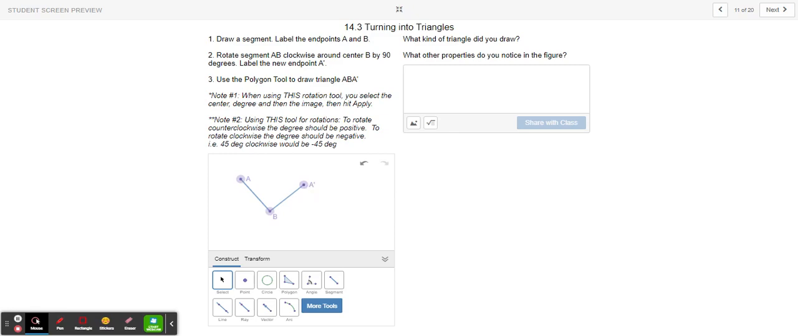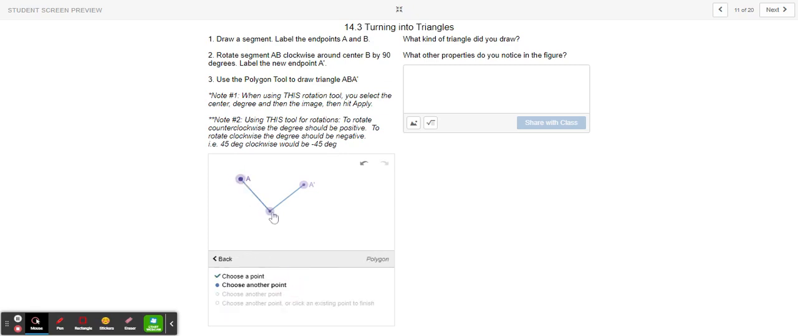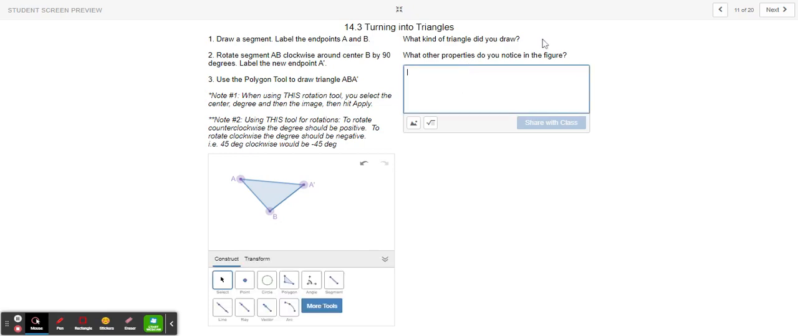Next, I'm going to use the polygon tool to draw the triangle. So here's my polygon tool. I'm going to choose a point A, connect it to B, connect it to A prime, go back to the original point, and I got my check mark because I did it correctly. So there's my triangle. Over here, what kind of triangle do you have? What other properties do you notice in the figure?